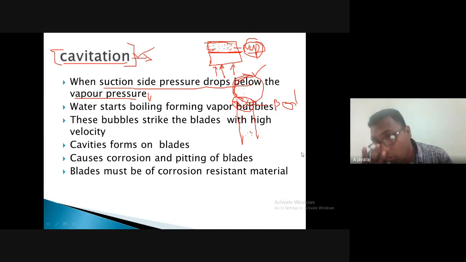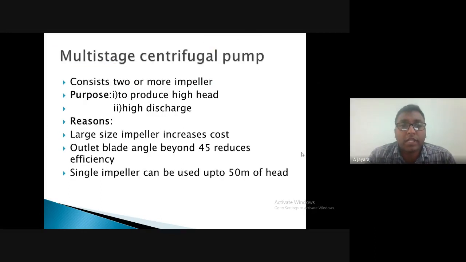So in order to avoid these things, we have to ensure that the pressure at the suction doesn't fall below the vapor pressure, and also the blades and the casing must be designed with suitable corrosion resistance material like aluminum, stainless steel, etc.